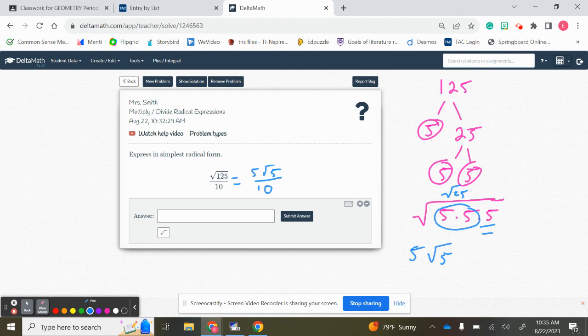So that means 5 and 10 can reduce to what? 1/2. So this is going to be the square root of 5 over 2, or 1 times the square root of 5 over 2. Whichever one you want. Delta Math should accept both. So never ever, the reduction happens outside of the radical. It does not happen inside. If they're both radicals, that's a different story.